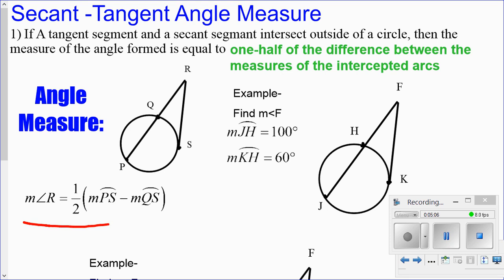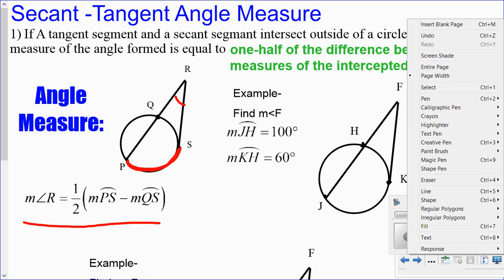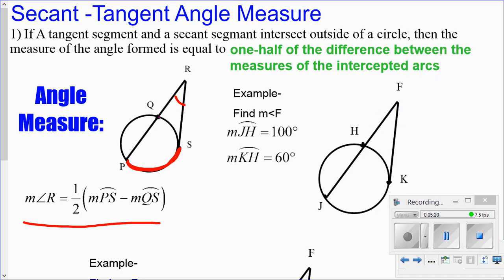So the angle that's on the outside is half the difference between the larger arc and the smaller arc. And the two of those together make up the points where the tangent and the secant come together or intersect. So let's see how that works in an example here.